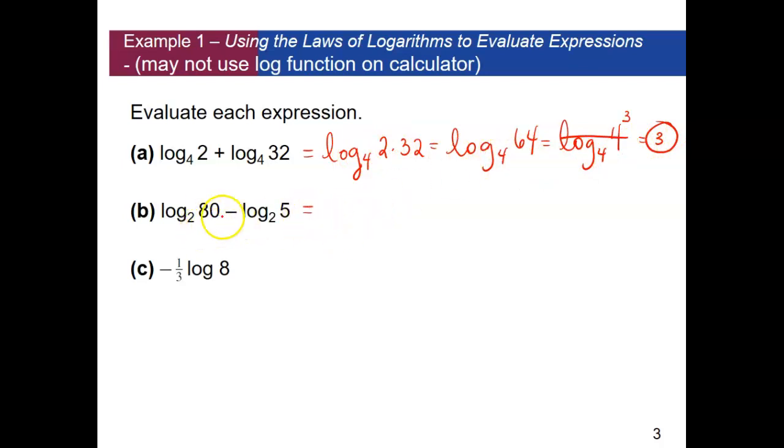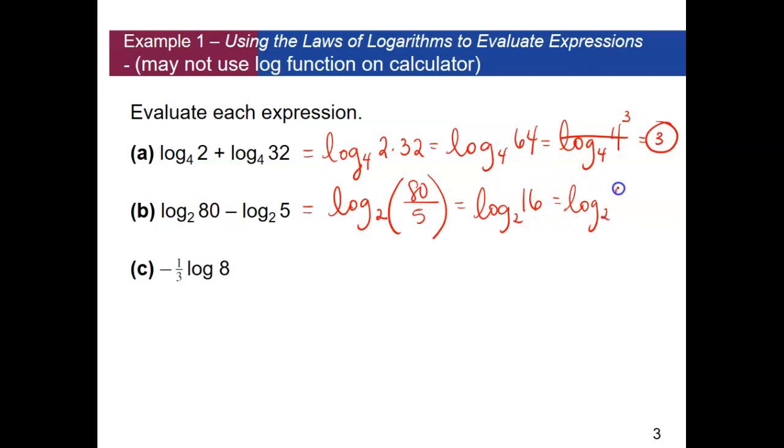Okay, on this one, we've got a subtraction. So subtraction means I'm going to divide. So I'm going to divide the 80 by 5, which is going to give me 16. And 16 is 2 to the fourth power. So this is all going to equal 4. Keep in mind that these properties do not hold if the bases happen to be different. So if you have different bases, don't try to combine them together, only if they're the same.